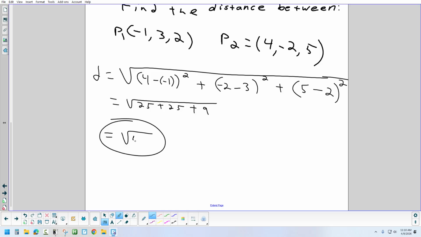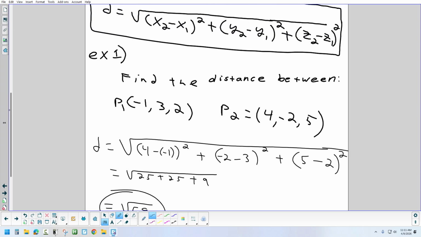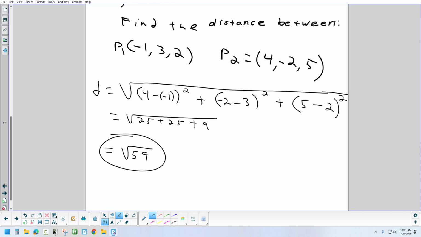Square root of 59. Okay, if they would like a decimal, we can just type it in on the calculator and figure out the decimal. That's it. That's the distance between 2 points in 3D. Any questions on that?